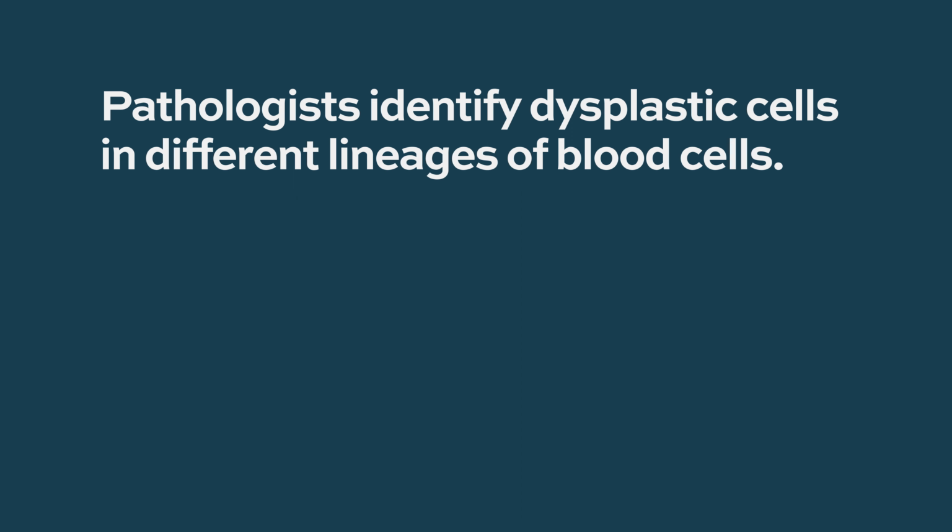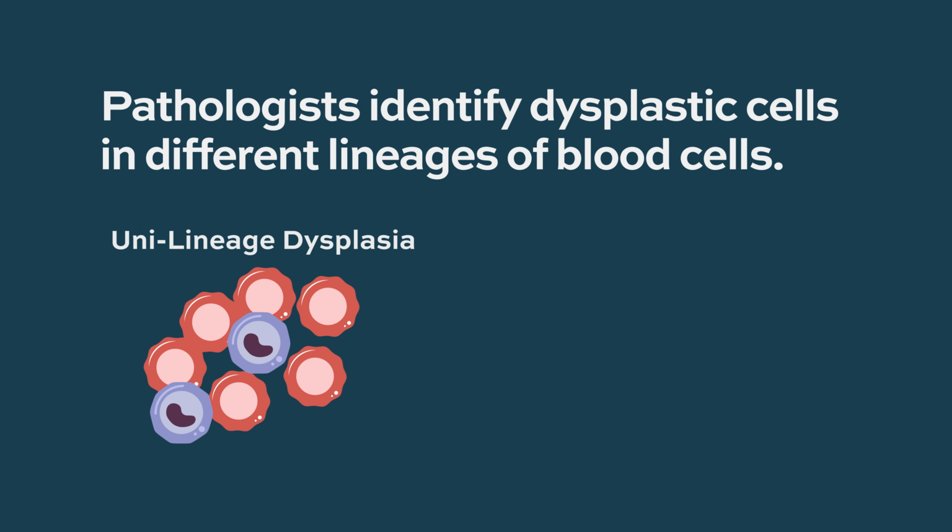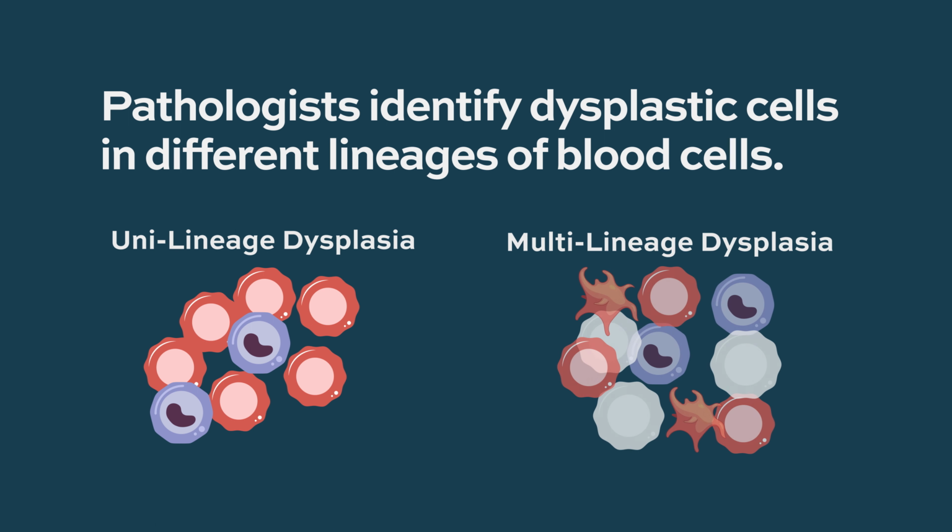If it's one lineage, like red cells, then it's unilineage dysplasia. But if it's in the reds and platelets, or reds and whites, then it's multilineage dysplasia. But they're looking for that dysplastic cell that doesn't look or function like a normal cell should. And so you need a bone marrow biopsy with an aspiration.